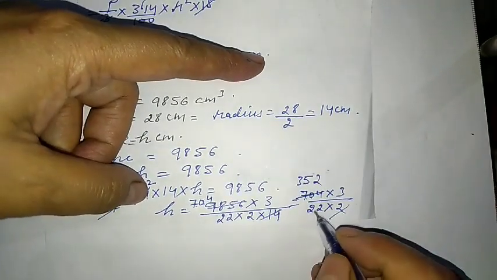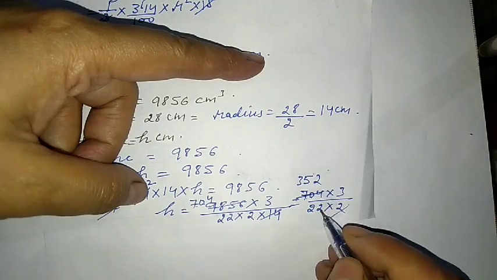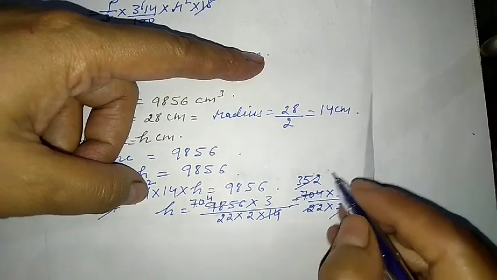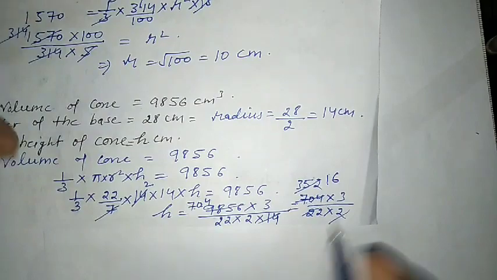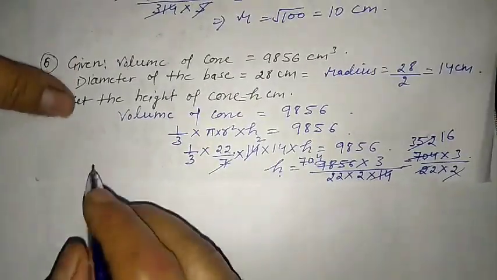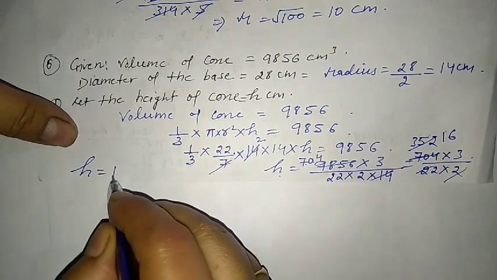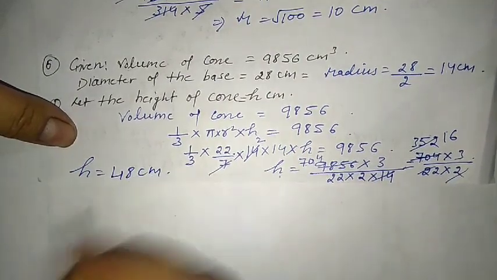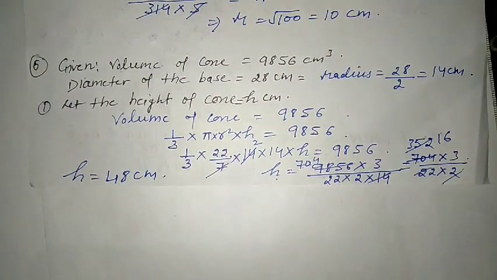Now this 22 and this 16 2s are 32, 16 2s are 32 and 5. So 16 we are having. So h is equals to 16 3s are 48. So h is equals 48 centimeter. This is the required height.